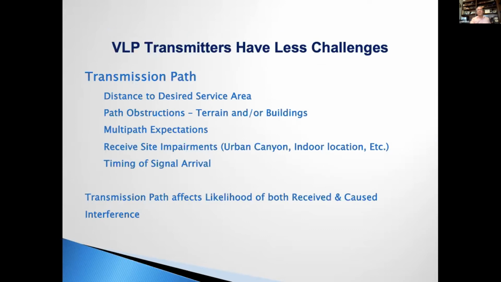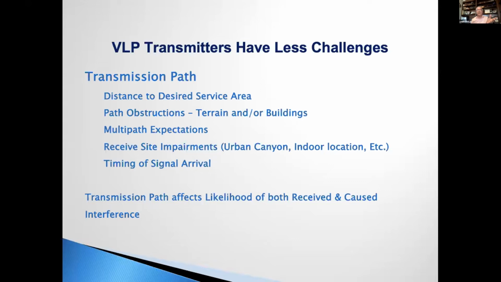So VLP transmitters, very low power transmitters, they're called a lot of things and everybody gets confused. I don't know what to call them. Pico transmitters, they're called all different things. So for this slide, it's called VLP. They have fewer challenges because they're so much smaller. So your distance is smaller. If you have some terrain and buildings, you're not going to get the reflections. You're solving that problem. The multipath expectations are much better.